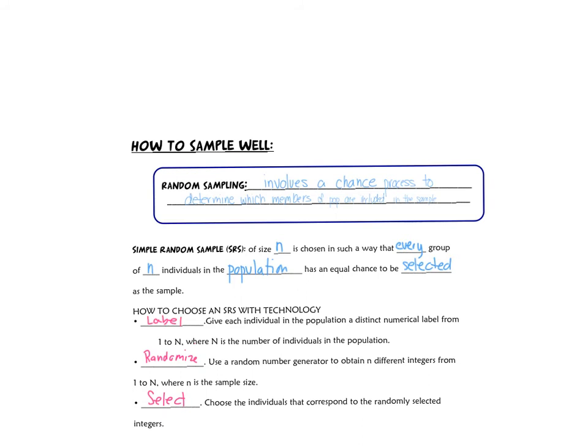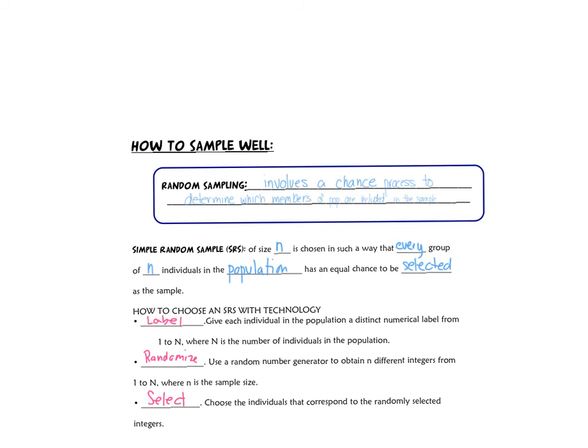But if you want the sample size to be lowercase n, so again, that's the size of your sample, it is chosen in such a way that every group of n individuals in the population has an equal chance to be selected as the sample.